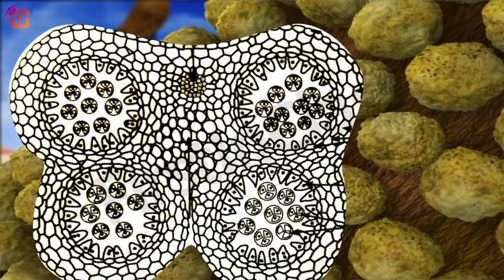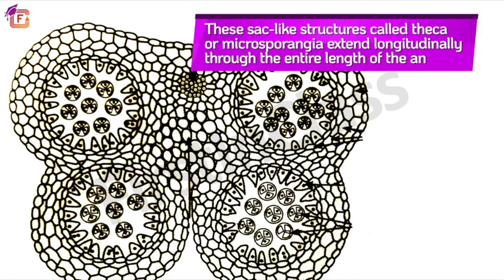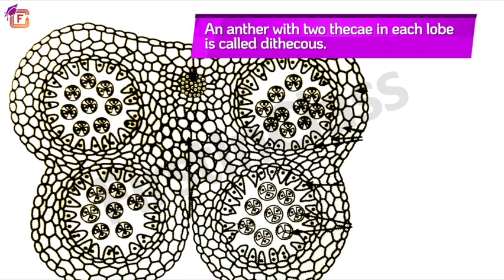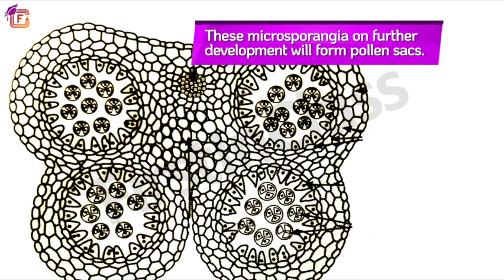Now on observing each lobe of the anther, you will find two circular sac-like structures. These sac-like structures called theca or microsporangia extend longitudinally to the entire length of the anther. Such an anther with two thecae in each lobe is called dithecous. Now an anther has 4 microsporangia, so it is also called tetrasporangiate. These microsporangia on further development will form pollen sacs.